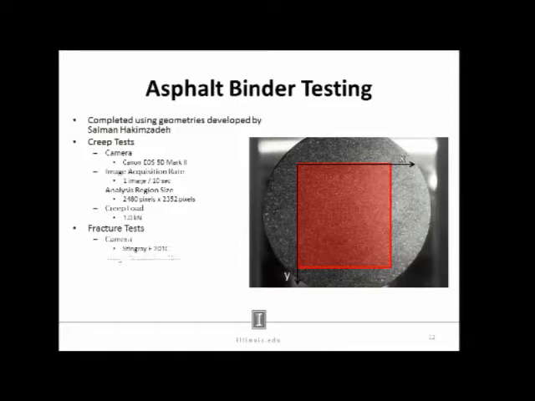And then with a fracture test, we used the other camera. The rate was approximately 5 images per second. And the region of interest was quite a bit smaller, obviously, because we have less resolution with that camera. And the rate of loading was 12.7 millimeters per minute, which is what is specified in analyzing the IDT strength of an asphalt mixture.